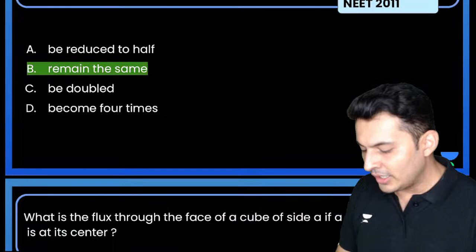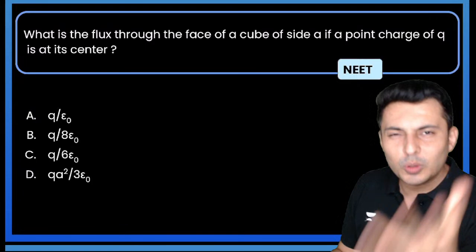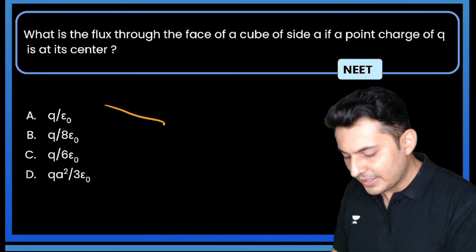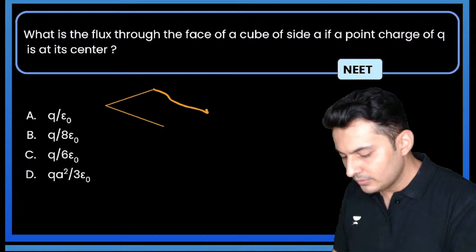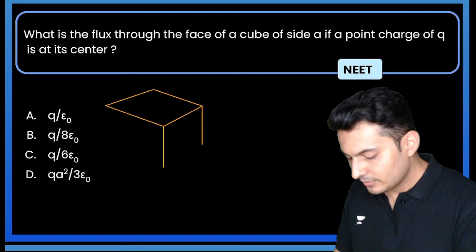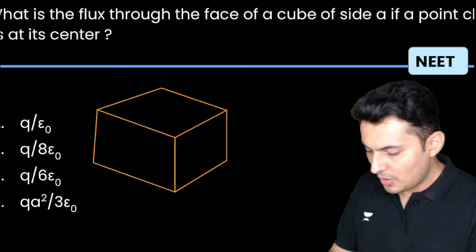What is the flux through a face of a cube of side A if a point charge is inside it at its center? Visualize, draw, and you will get the answer within maybe 10 seconds after you draw it. It is just pure visualization. So just start by drawing a cube, guys. Now think about a charge inside of it. This is that charge Q.